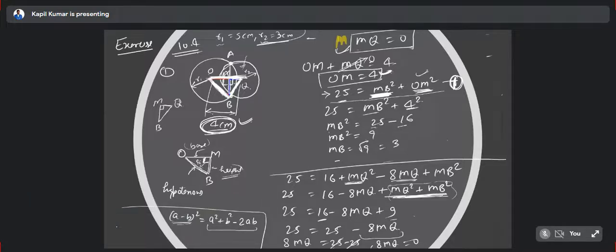Okay, so if MB is equal to 3, what is AB? But sir, how is it square root of 9? Okay, so if x square is equal to 25, what is x? 5. It is square root of 25, which means 5. It means if we remove the square, we put the square root.